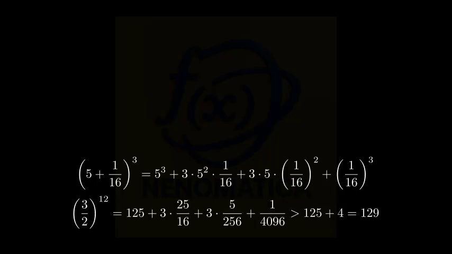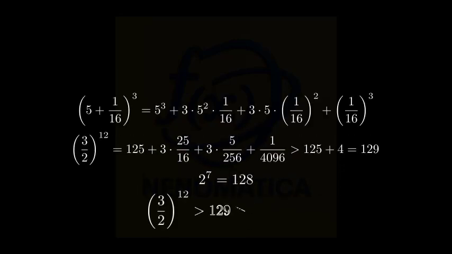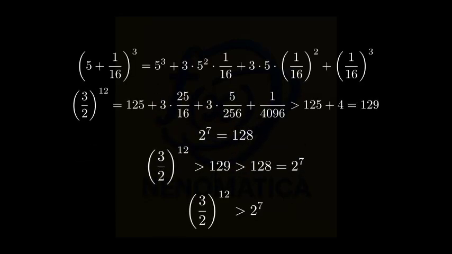Now, let's compare our result to 2 to the 7th power. 2 to the 7th power equals 128. We've shown that 3 halves to the 12th power is greater than 129, which is greater than 128, which equals 2 to the 7th power. So we can conclude that 3 halves to the 12th power is greater than 2 to the 7th power.